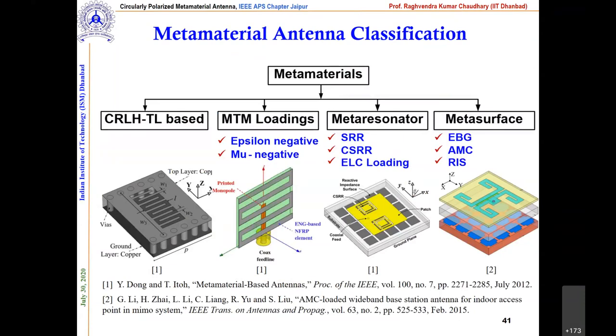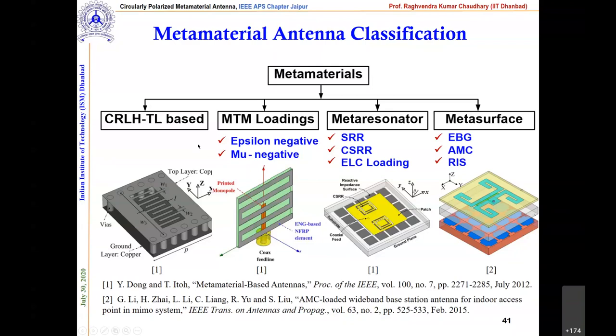Then we have the loading, and we have the metaresonator and the metaresonances. Here, if you see completely, we are following the CRLH approach. Later on, if you want a number of bands, or want to improve a particular band, you load with some metamaterial cells, and later the idea extended to the metaresonances as well. Now we are using them for gain enhancement and beam steering as well.